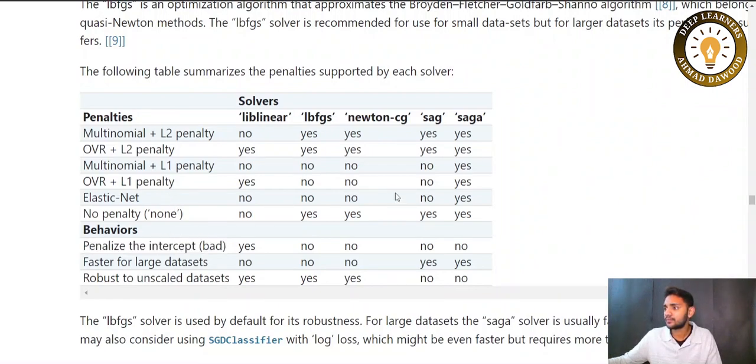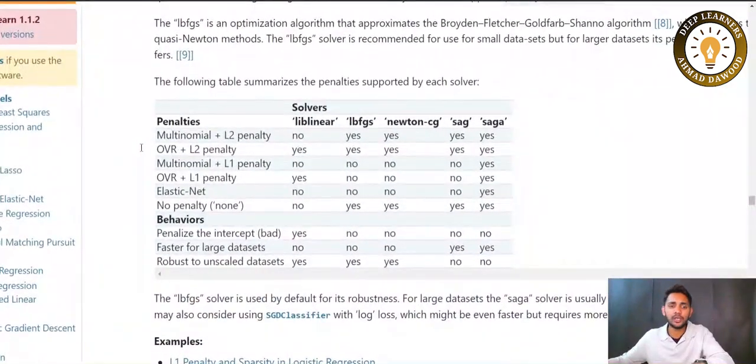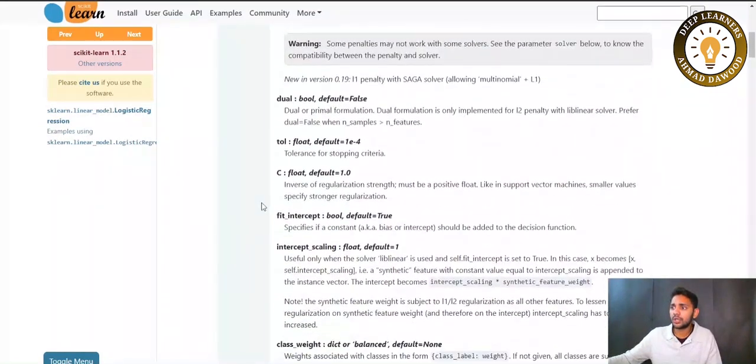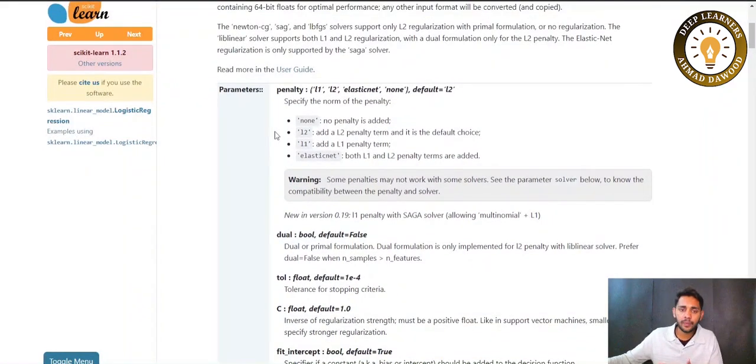Okay, so this table you can read, or you can explore and use multiple values, and you can import a logistic regression class from sklearn and explore it by giving different values to your logistic regression. Okay, come back here. I am telling you the first one here, penalty.